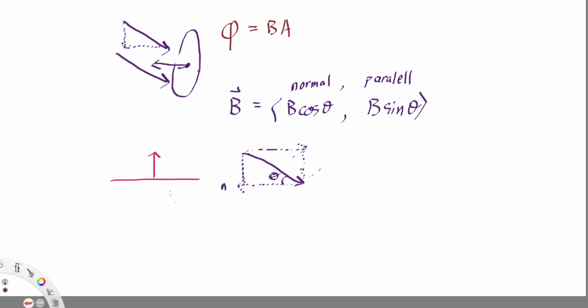Have I completely lost anyone with this idea of breaking down a vector into parallel and perpendicular components? Didn't you just say that normal was another way of saying parallel? Normal is a way of saying perpendicular. Oh, perpendicular. Yeah.